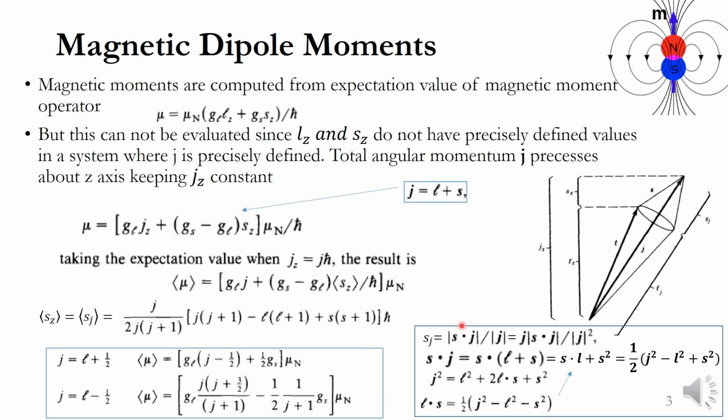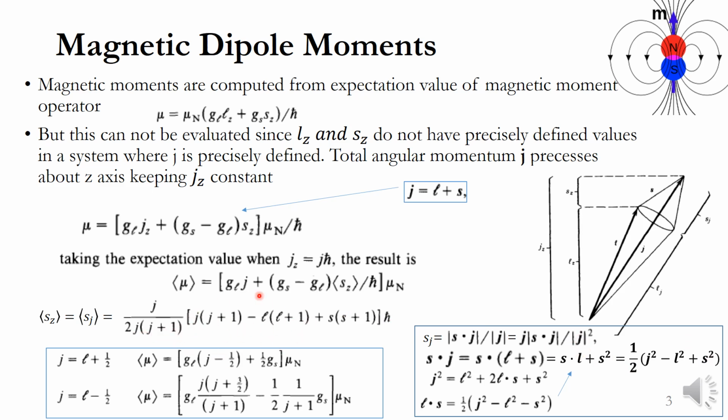So all these are substituted to get the expectation value of sj. So the expectation value of j is again jz, meaning j h cross, so the j itself. Then the expectation value of s dot j is calculated from this equation, and the expectation value of j square, we know, is j into j plus 1 h cross. So substituting all these here, we will get like this.